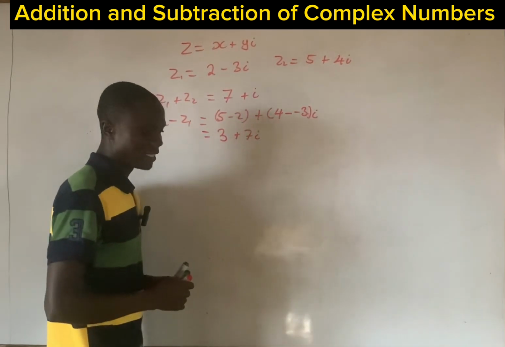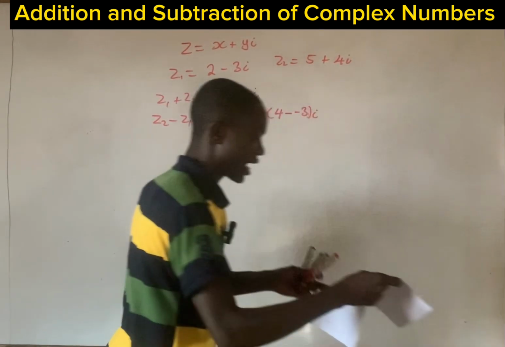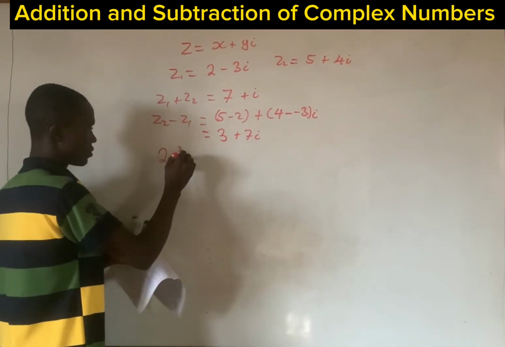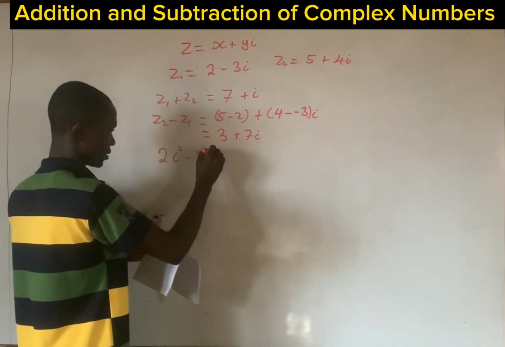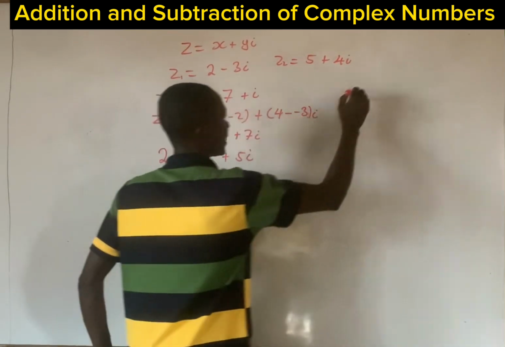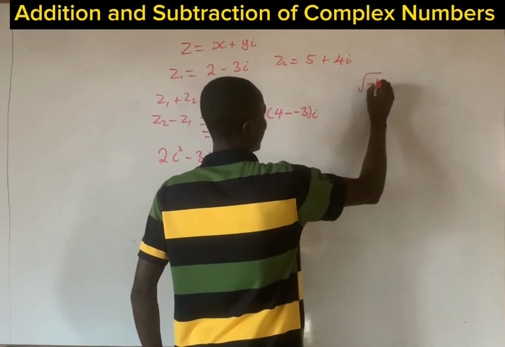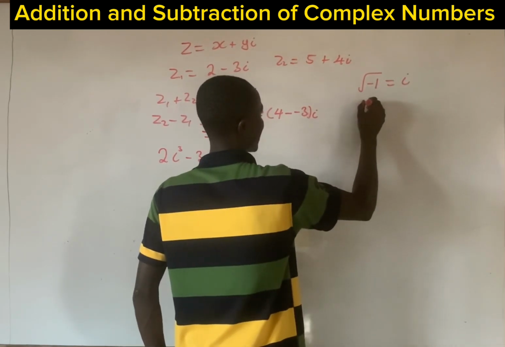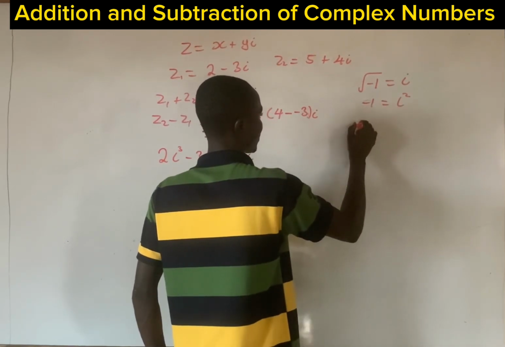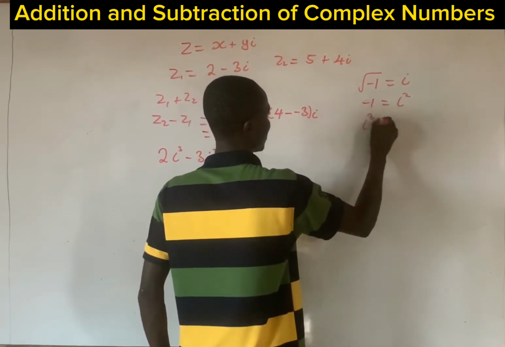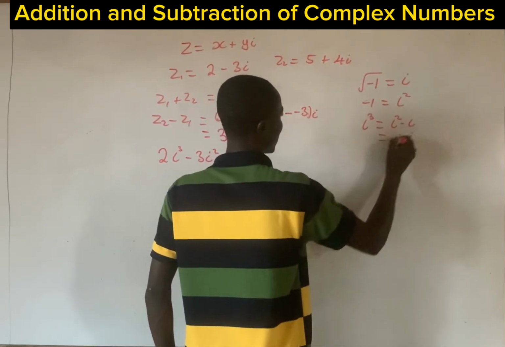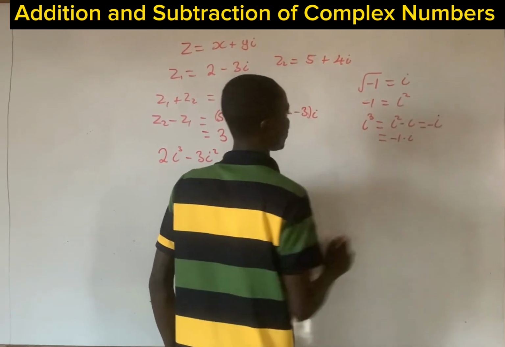Now, let's see this one. If I have, say, 2i cubed minus 3i squared plus 5i, how do I simplify this? Remember, we said that square root of -1 is equal to i, and that -1 equals i squared. And we said that if I have i to the power 3, then I have i squared times i, which is equal to -1 times i, which is equal to -i.